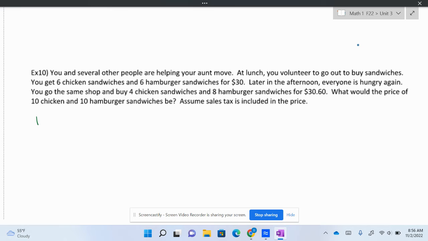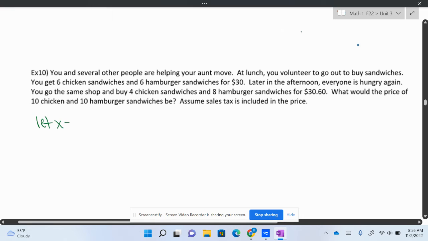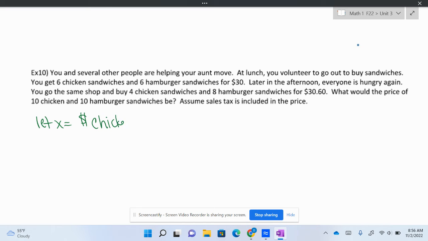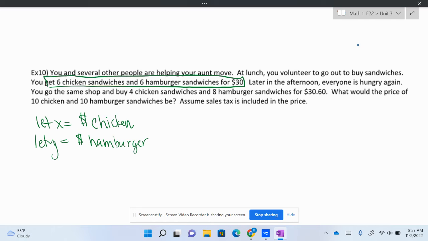So let's do this. Let's let X equal the cost of the chicken. And we're going to let Y equal the cost, because that's what it's asking about, of the hamburger. So what's our first equation going to be? And it's right here. Here's your first equation.